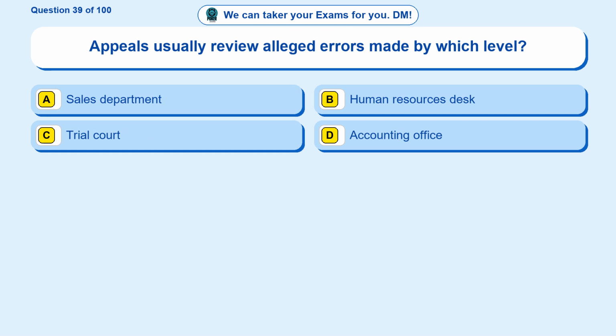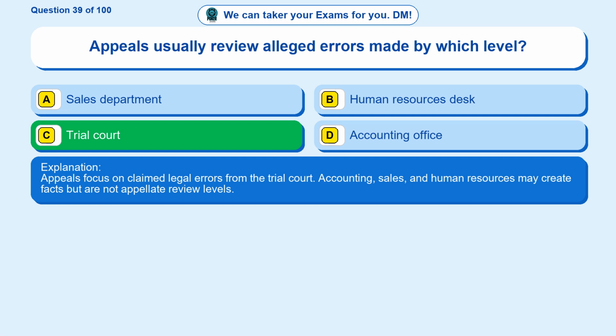Question 39. Appeals usually review alleged errors made by which level? Option A, Sales Department. Option B, Human Resources Desk. Option C, Trial Court. Option D, Accounting Office. The correct answer is option C. Trial Court. Appeals focus on claimed legal errors from the trial court. Accounting, sales, and human resources may create facts but are not appellate review levels.